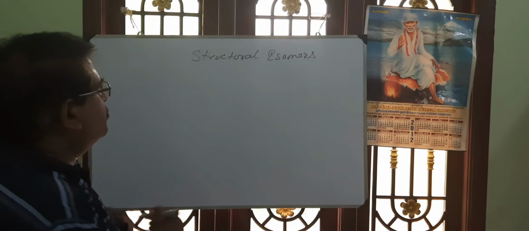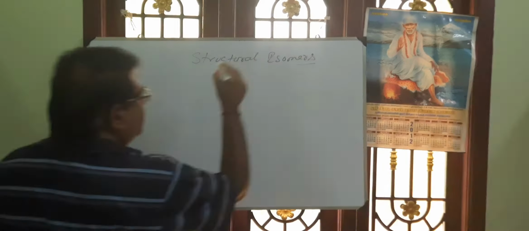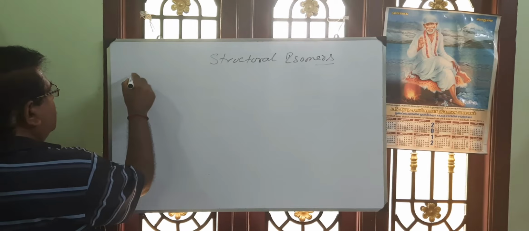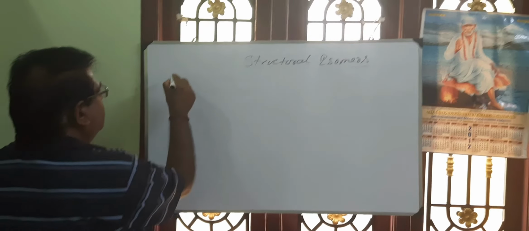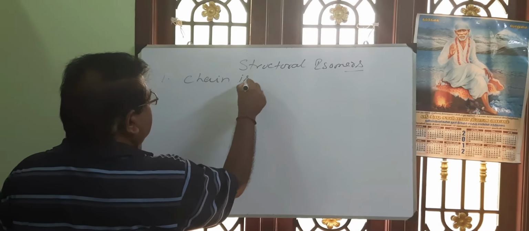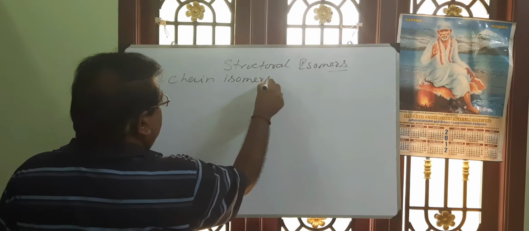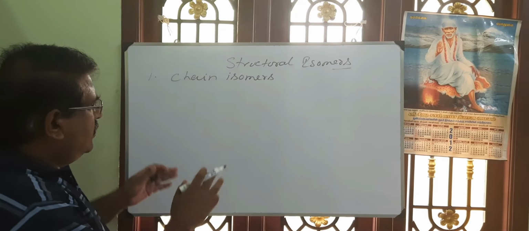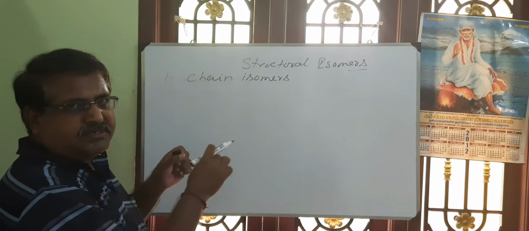Now let us discuss structural isomers. There are many types of structural isomers. Let's discuss them one by one. The first one is chain isomers. Chain isomers differ from each other in their carbon chain.